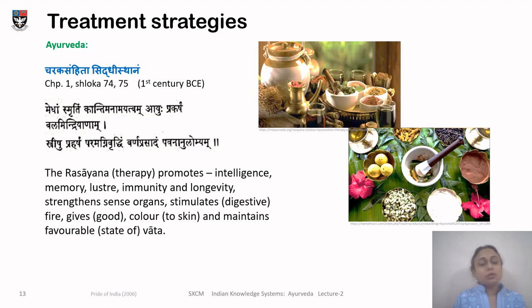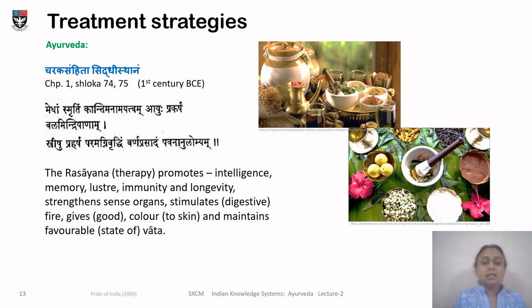It's not just about these herbs, medicinal formulations, the structure of various organs of the body, but Ayurvedic texts also describe in detail various treatment strategies, the Shodhana and the Shamana strategies that we spoke about in the first lecture. So here's an example of a shloka from the Charaka Samhita that outlines Rasayana therapy, or the rejuvenation therapy, especially used in old age or for geriatrics.